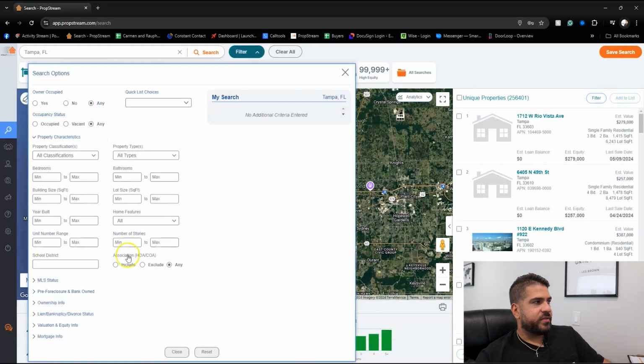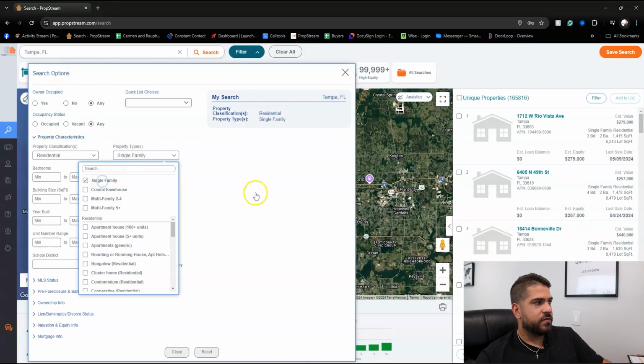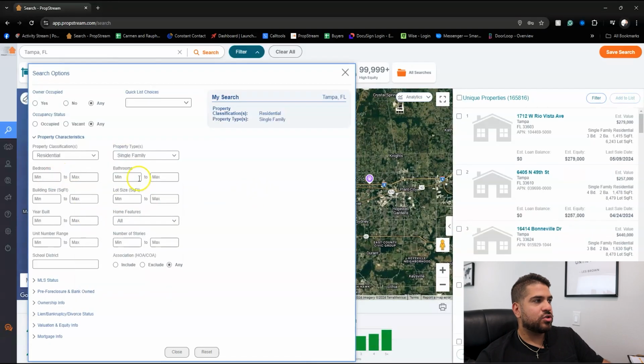Then you go and you specify about a property, right? So if you're looking for residential, you're looking for single family homes, how many bedrooms, bathrooms. In my opinion, when it comes to beds and baths, Propstream is maybe accurate 50 to 60% of the time, so I don't really consider that to be too important. So in my opinion, I wouldn't put any beds and baths.